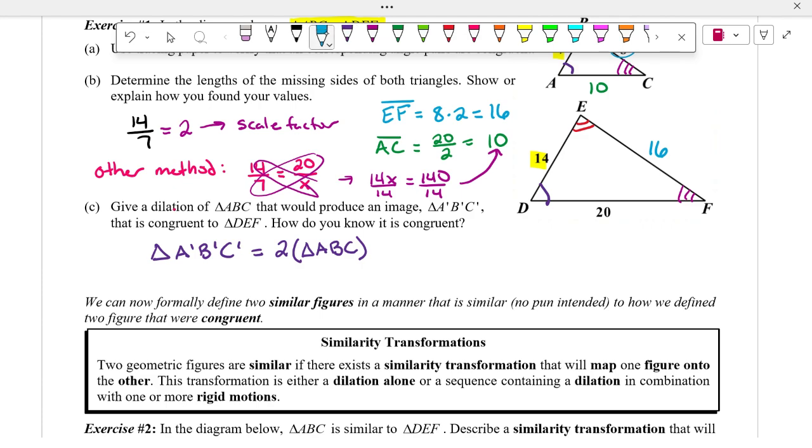So that means that triangle A prime, B prime, and C prime is congruent to triangle DEF because triangle DEF is also equal to 2 times the size of triangle ABC. And again, that one's just restating what we already did, pretty much, just in a fancy way.